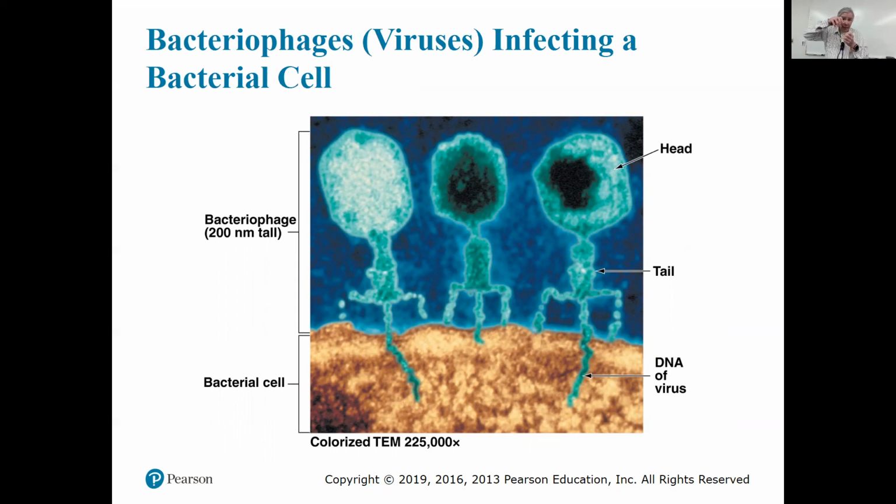And it's specific, like an enzyme. It fits into that. We don't have those proteins on our cells, so bacteriophages cannot attach to our cells. As a matter of fact, viruses are usually pretty specific to what they attack. Animal viruses attack animals, plant viruses attack plants, bacteriophages attack bacteria.